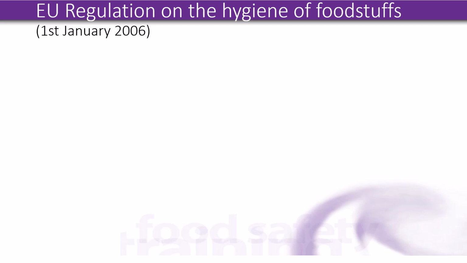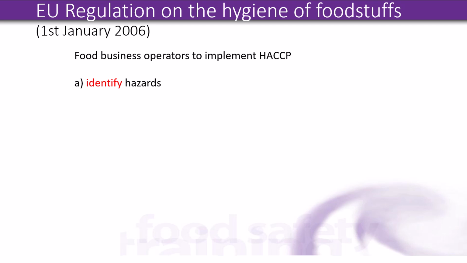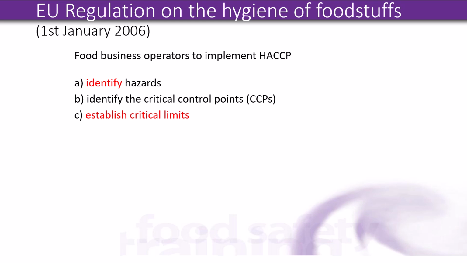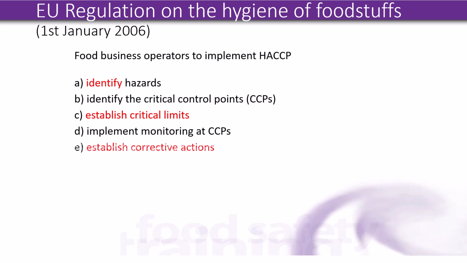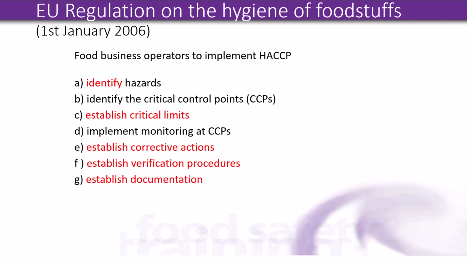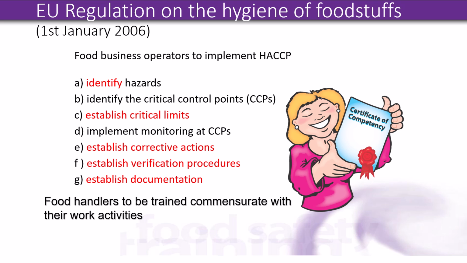The EU regulation on the hygiene of foodstuffs, 1st of January 2006, states that food business operators must implement HACCP. And the 7 principles of HACCP include, number 1, identify hazards. Number 2, identify critical control points. Number 3, establish critical limits. Number 4, implement monitoring at critical control points. Number 5, establish corrective actions. Number 6, establish verification procedures. Number 7, establish documentation.